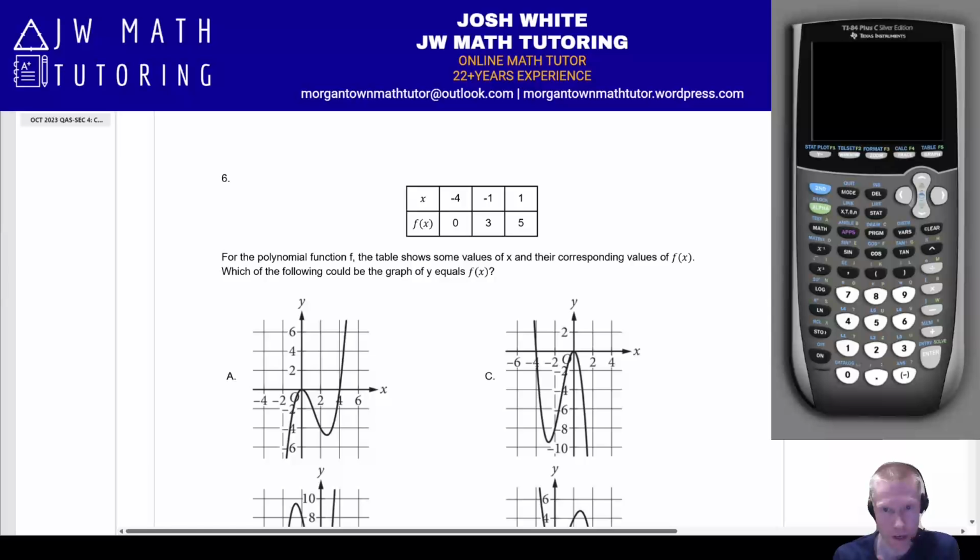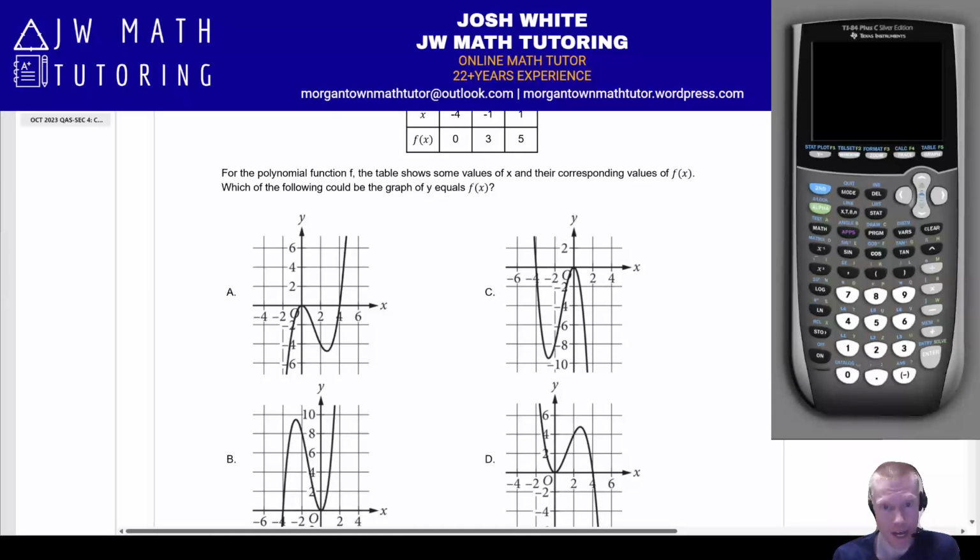All right, now for 6, here you're given a table of values with some x and y values, and they want to know which of these graphs could match these points. So, okay, you can use the technique that I call point matching to go through this and see which points are on the graph. So -4, 0. Does A go through -4, 0, which would be right here? Nope, eliminate it. We'll go across. Does C go through -4, 0? Yes, keep it for now.